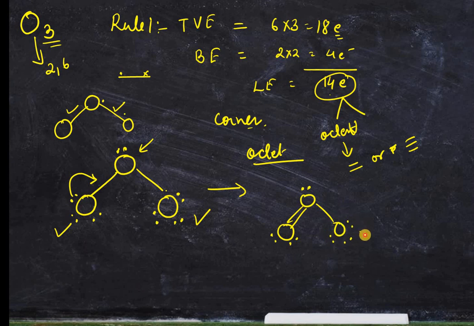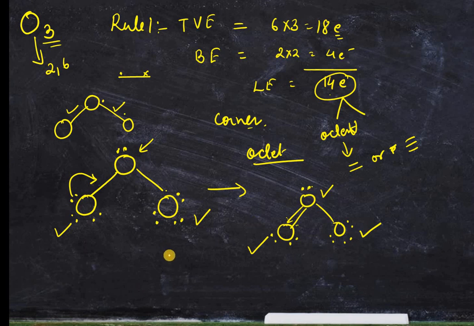Now let's count. This has an octet. Yes, this has an octet: 1 2 3 4 5 6 7 8. Yes. What about this oxygen? 1 2, and there are 3 sticks, 3 bonds. It means there are 3 times 2, 6 electrons. So yes, this also has an octet. It means this is a correct Lewis dot structure because every atom has an octet.